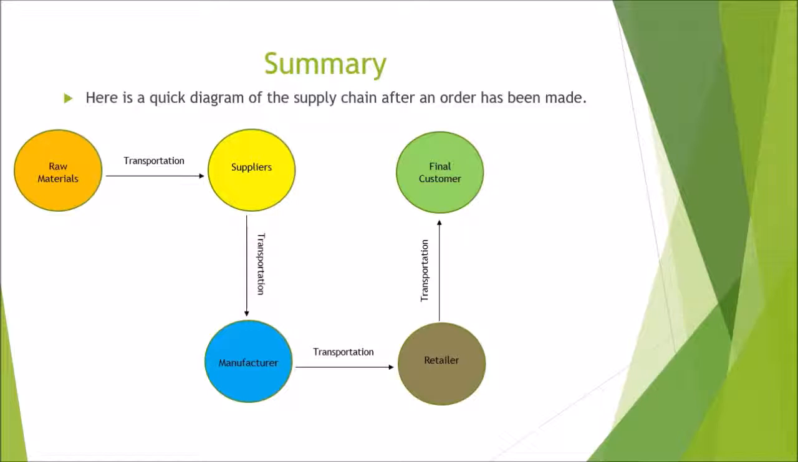In summary, here's a quick diagram of the supply chain after an order has been made. Starting with raw materials, those raw materials are transported to the suppliers, which is transported to the manufacturer, which is then transported to the retailer, and then finally transported to the final customer.